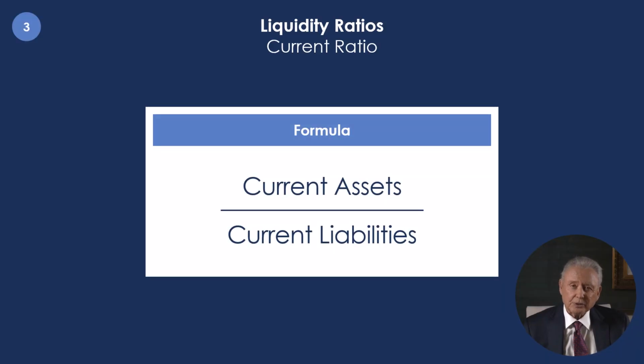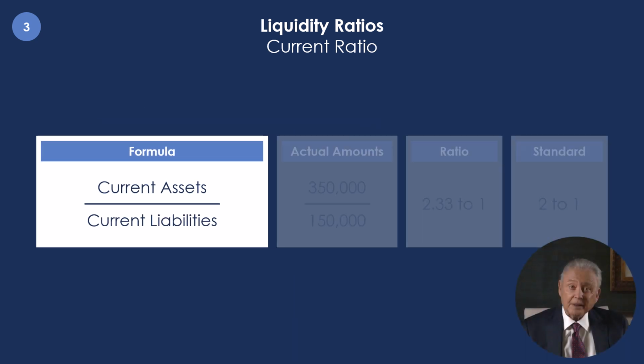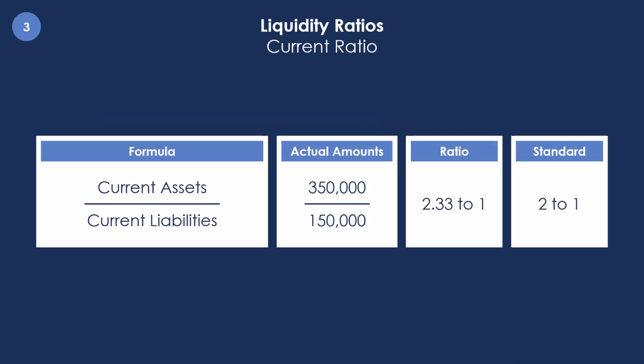Now let's look at the current ratio. It's calculated as current assets divided by current liabilities. $350,000 divided by $150,000. Current assets, $350,000. Current liabilities, $150,000. That gives us a current ratio of 2.33 to 1. The standard, $2 of current assets for every $1 of current liabilities. Overall, liquidity is good.